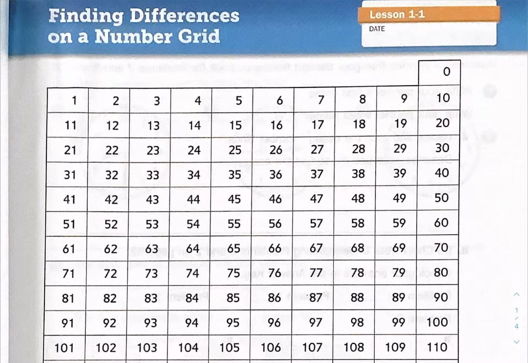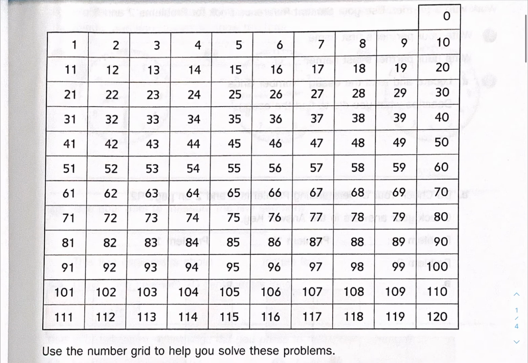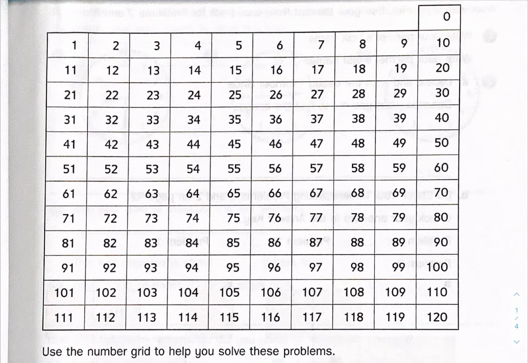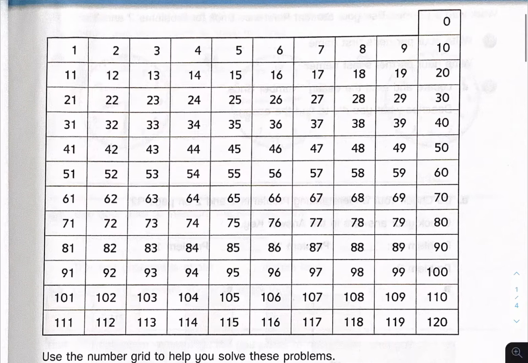In your math journal, I would like you to turn to page 3. It should look like the screen right now at the top. It'll say lesson 1-1. And I want to spend some time looking at this grid. I want us to look at what happens as the numbers go down and up.